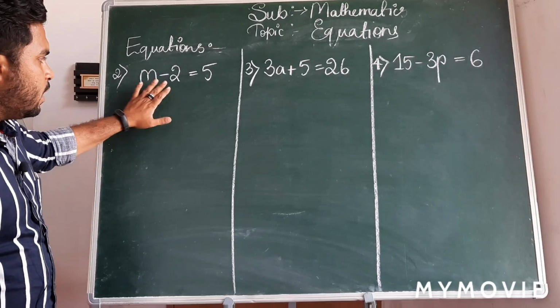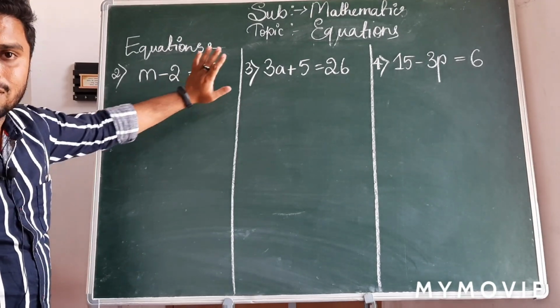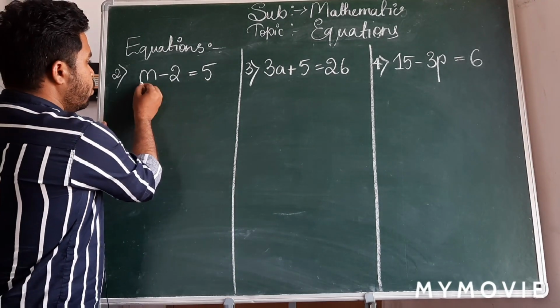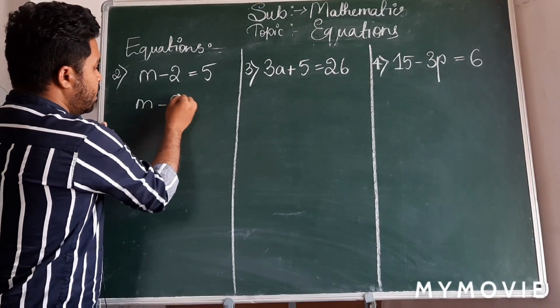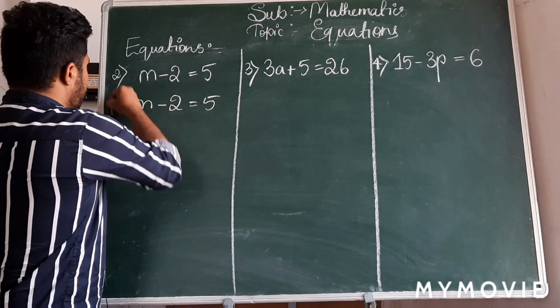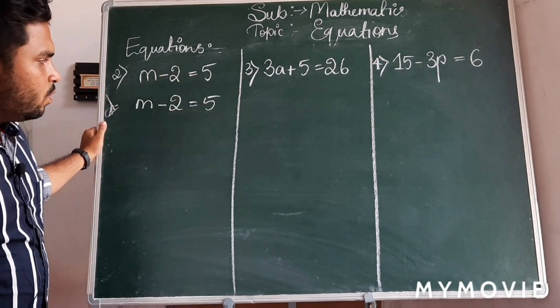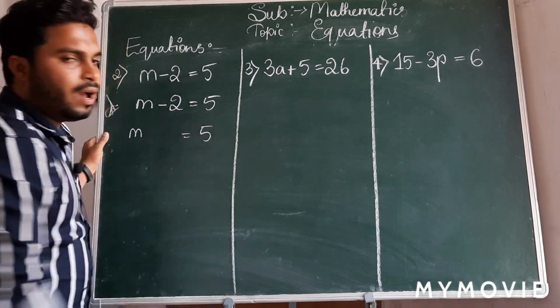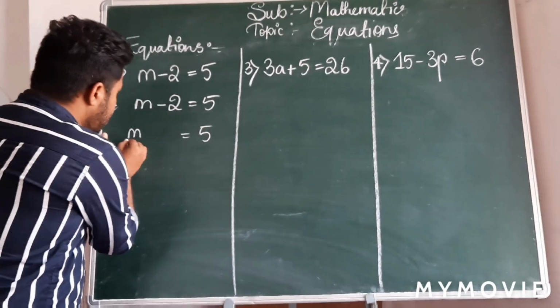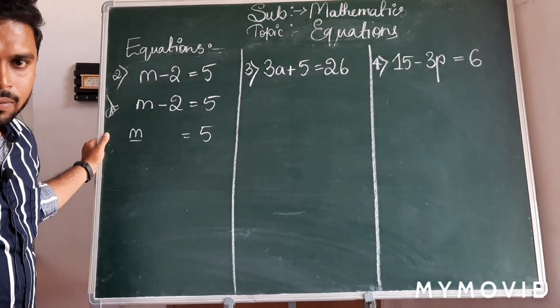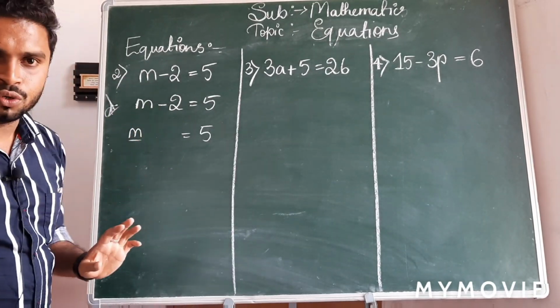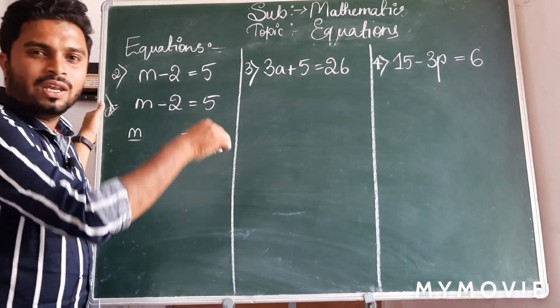Second problem, m minus 2 is equal to 5. What am I going to do? I am going to write it one more time in the answer. Now I will keep m as it is, this 5 also as it is. Why? I want the answer of m, that is the variable. With this m, what is there here? We have minus 2.